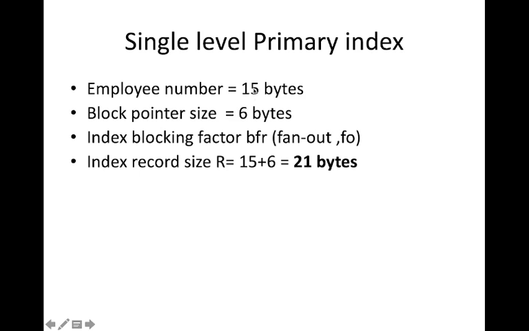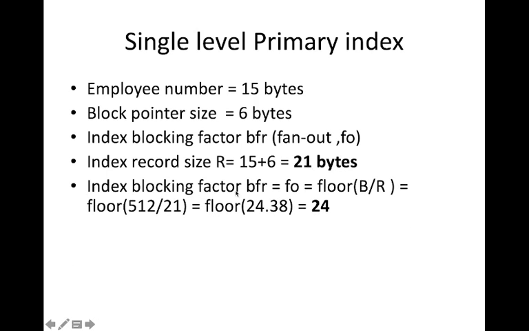So here the R is 15 plus 6. This is actually for the index file, so we have to calculate for the index file. In the index file, the size of one record or one index is 15 plus 6, it is 21 bytes. So the record size will be 21. If there are 100 indexes, then 100 into 21, that much has to be stored. For the first record, it is 21 bytes.